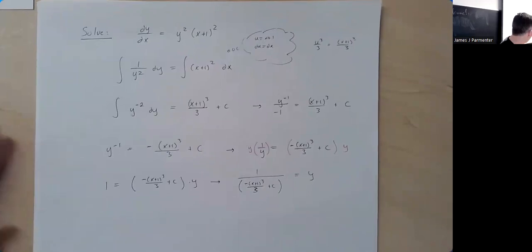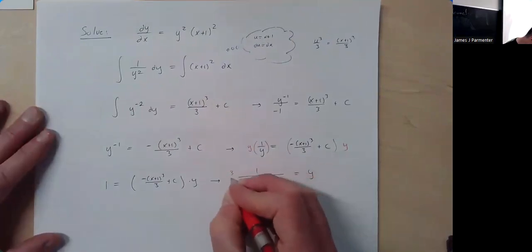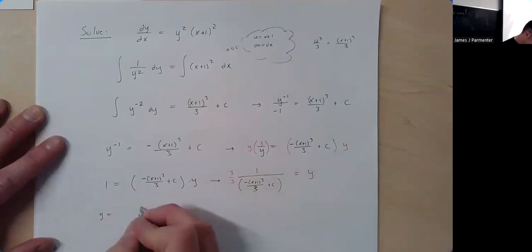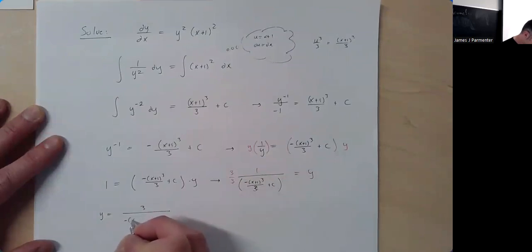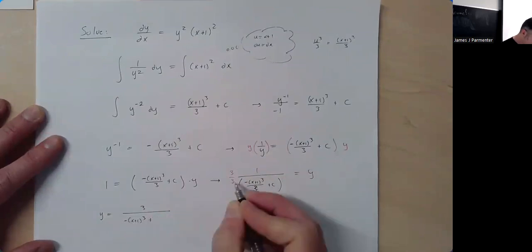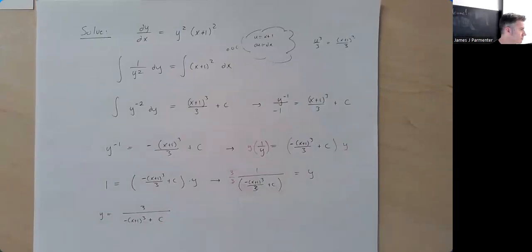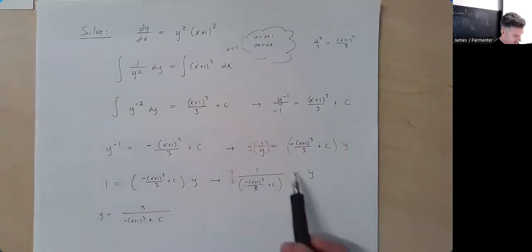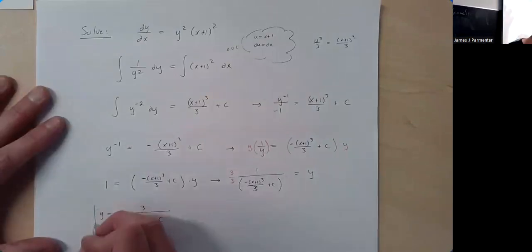And if I were simplifying this to make it look nicer, I don't usually like fractions in fractions. So I would multiply the top and the bottom by 3 to get that y is equal to 3 over 3 times this, which is just negative x plus 1 cubed, plus c. And 3 times a constant is still a constant. You could totally write it the other way, but this would be the preferred, nicer way of writing my general solution.